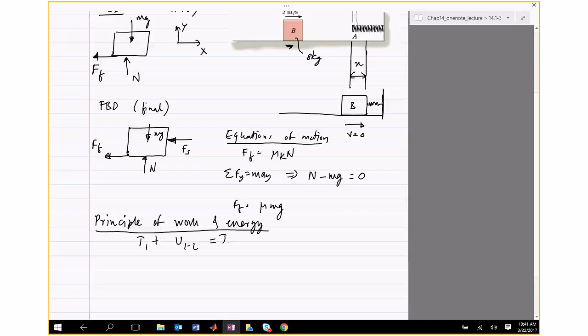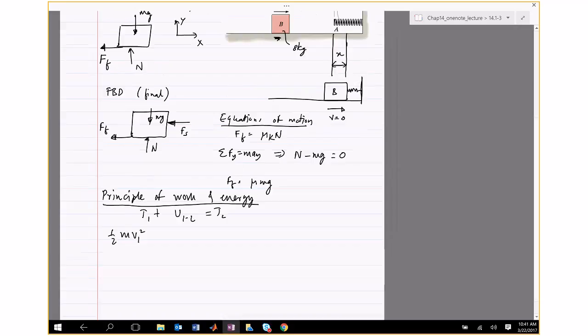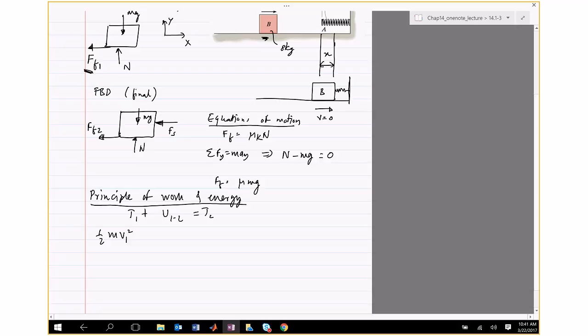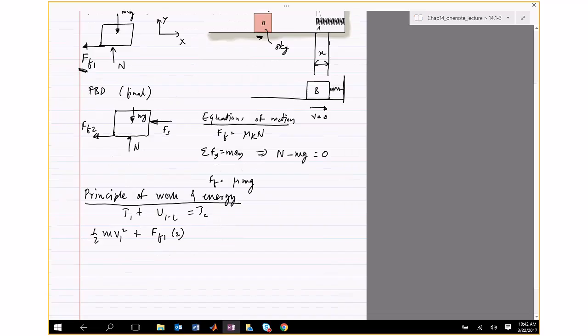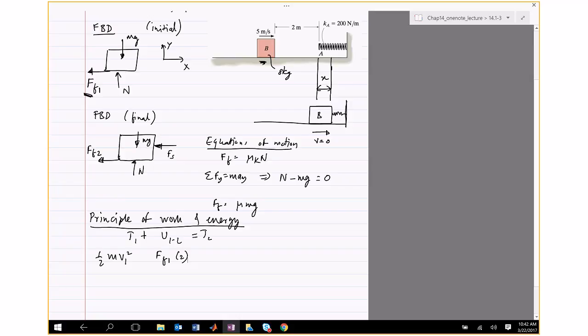The initial kinetic energy is half m v1 square, where I'll sub in v1 a little later. The work done is due to two things. One is due to FF over here. I'll call it FF1, FF2. FF1 times 2, because this distance is 2. There will be FF2, okay, my bad. FF1 acts in the direction opposite to the displacement. The particle moves 2 meters to the right, and FF acts opposite. So it's going to be negative FF1 times 2, negative FF2 times x.